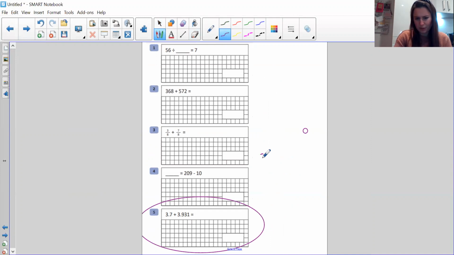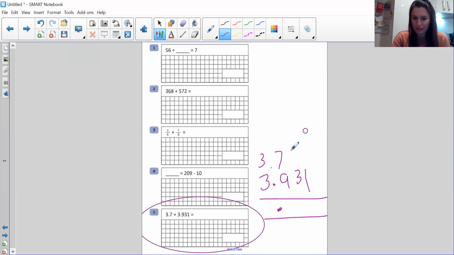So even if you put 3.7 first, which you can, because in addition it doesn't matter which number goes first, keep the decimal underneath exactly in the same place for 3.931, and then put your decimal straight in your answer so that we know we're not going to forget it. Placeholders can be used here. 0 add 1 is 1, 0 add 3 is 3, 7 add 9 is 16, 3 add 3 add the 1 is how we get the 7.631. Make sure you get that decimal lined up first thing.